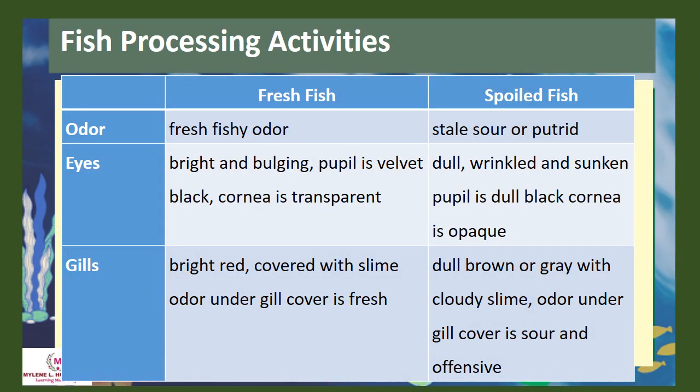The following are the descriptions of fresh fish and spoiled fish. For the fresh fish, the odor is fresh and fishy, the eyes are bright and bulging, the pupil is velvet black, the cornea is transparent. The gills are bright red, covered with slime, and the odor under the gill cover is fresh. For the spoiled fish, the odor is stale or putrid, the eyes are dull, wrinkled, sunken, the pupil is dull black, the cornea is opaque. The gills are dull brown or gray with cloudy slime, and the odor under the gill cover is sour and offensive.